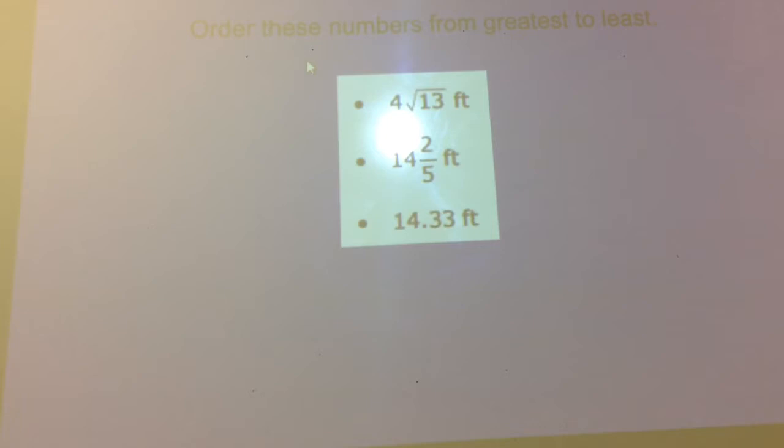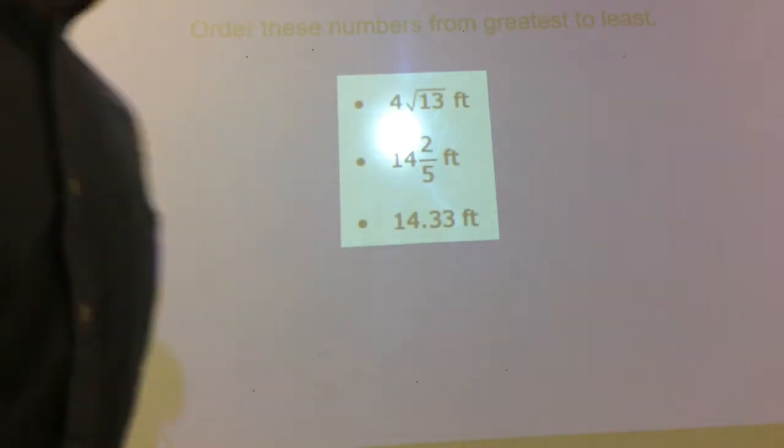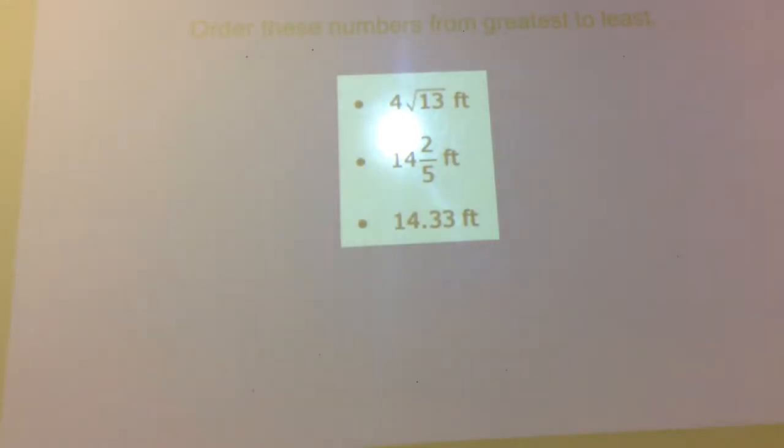Here we go. Let's order these numbers from greatest to least. Now, we have our calculator, so this problem should be pretty straightforward. Not a whole lot going on with that. Let's see if I find my calculator. There it is. So what I want you to do is convert all of these to decimals. So if I do this first number, it's going to be 4.